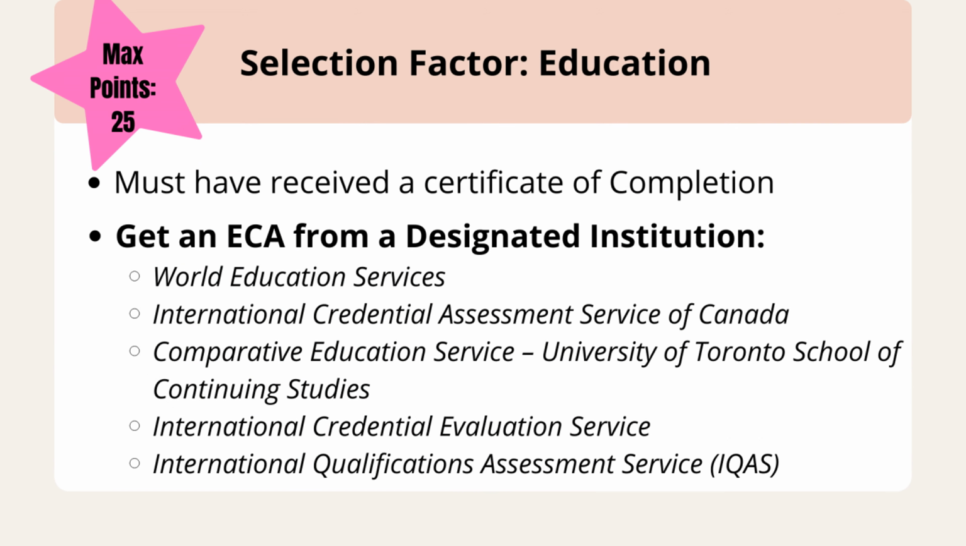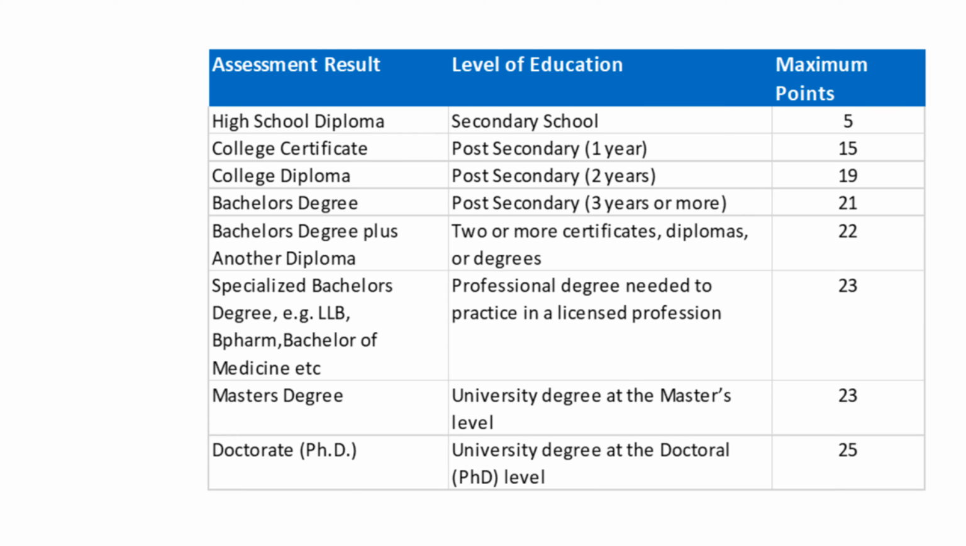Yeah, so there are designated institutions where you can get your ECA done. Points for the ECA are also dependent on the kind of educational credential that you have. Let's look at this table, for instance. If you have a high school diploma, you get 5 points only. So if a high school diploma is your highest level of education, for instance, you get 5 points.